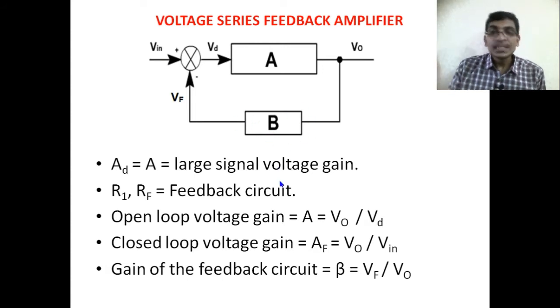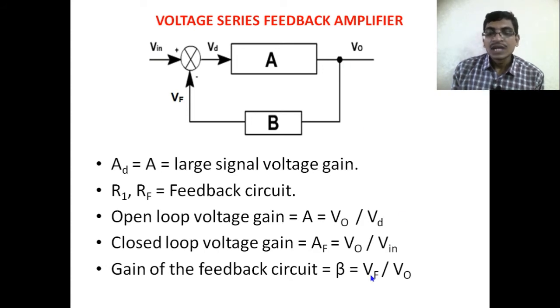The gain of the feedback circuit, beta or B, is equal to VF divided by V0, because VF is in the feedback path. In any feedback block diagram we have two paths: one is the forward path, and the other is the feedback path. From VIN, VD and A to V0 is the forward path, and V0 to beta to VF is the feedback path. The feedback section beta is given as VF divided by V0. Any gain is the output divided by the input, so for the feedback section, VF is the output voltage and V0 is the input voltage.